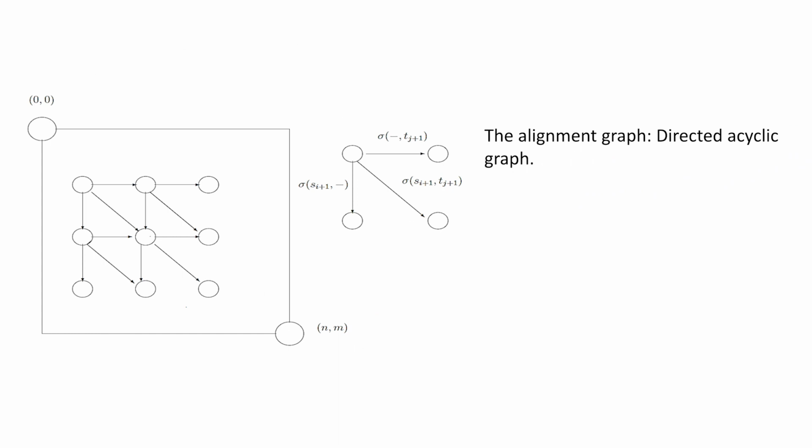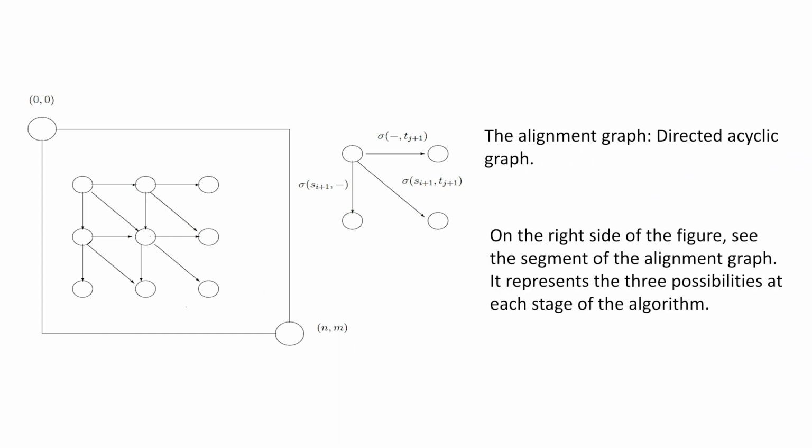The alignment graph is a directed acyclic graph. So, in the figure one can see the segment of the alignment graph, which represents the three possibilities at each stage of the algorithm.